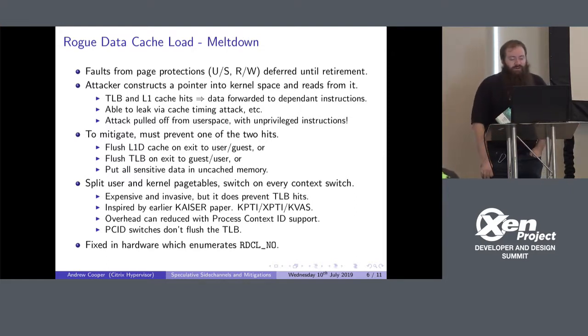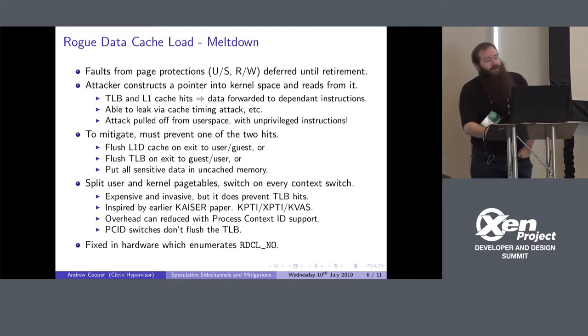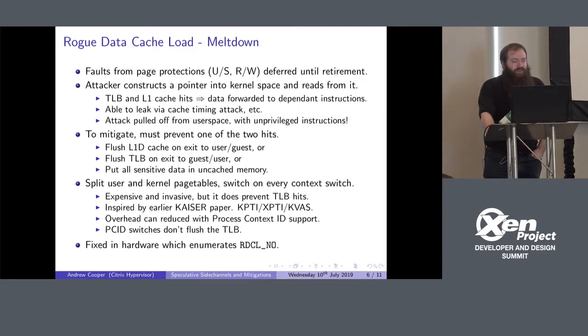The mitigations for it, there were a number of options available. One was to flush the data cache, one was to flush the TLB, or another option was to consider what you think is sensitive and put it in uncached memory, because of course, if it's uncached, it can't end up in the data cache. It might be an easier way to hide certain secrets. Flushing the L1 data cache was considered very expensive, therefore we chose not to do it, and went with flushing the TLB instead. So this ends up with split user and kernel page tables, changes on every context switch. It's expensive, it's incredibly invasive to the entry points, but it prevents TLB hits.